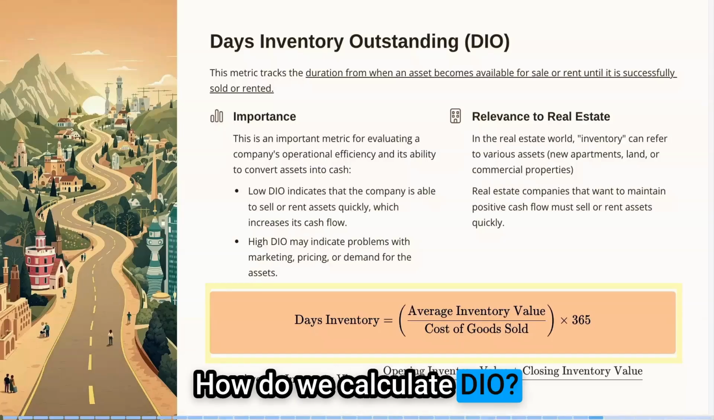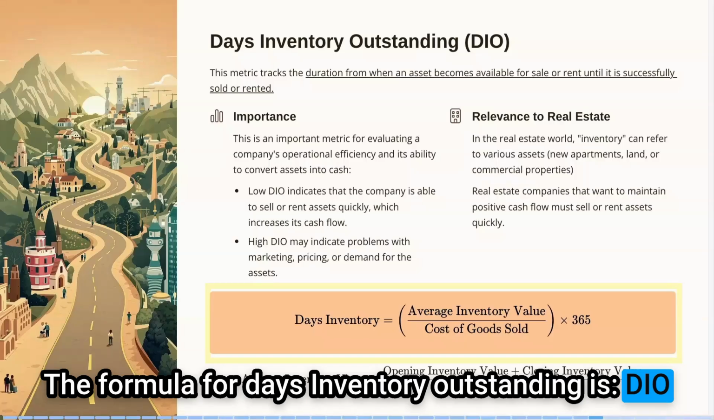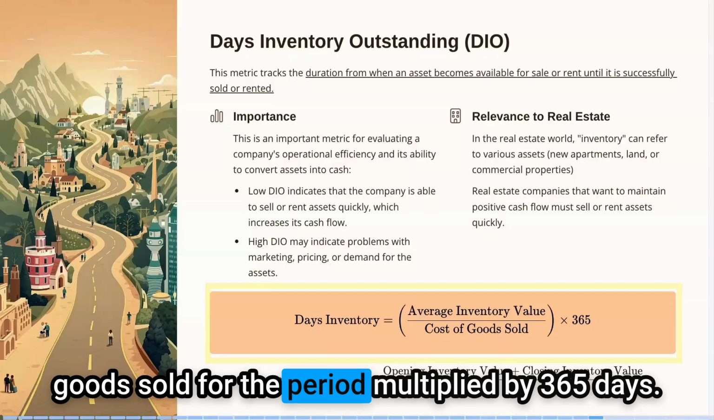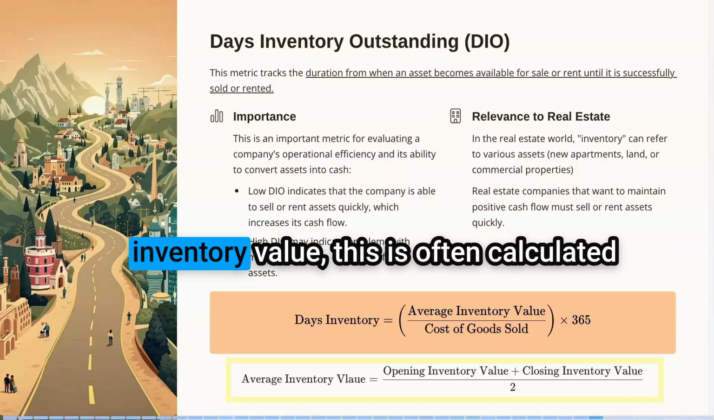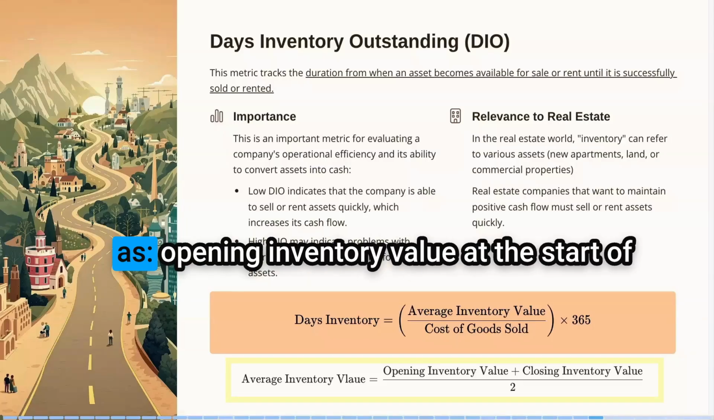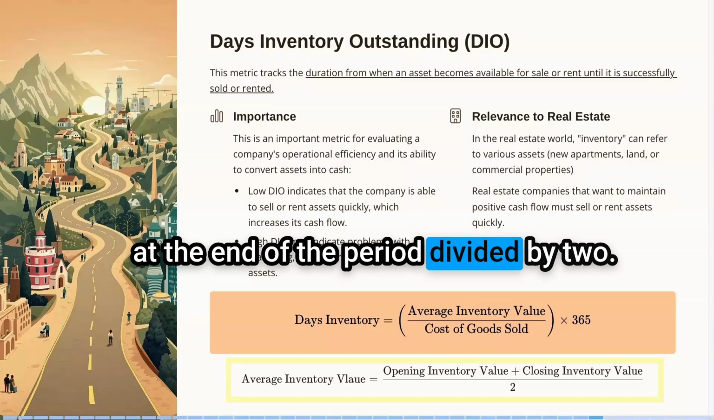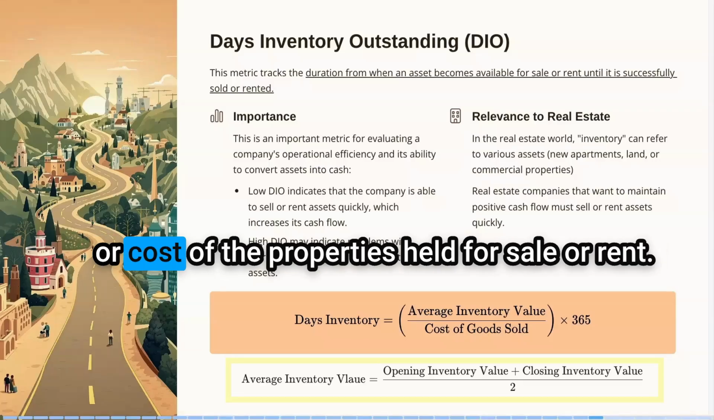How do we calculate DIO? The formula for days inventory outstanding is DIO equals average inventory value divided by cost of goods sold for the period, multiplied by 365 days. Let's break down those components. Average inventory value is often calculated as opening inventory value at the start of the period plus closing inventory value at the end of the period, divided by 2. Inventory value here would be the book value or cost of the properties held for sale or rent.